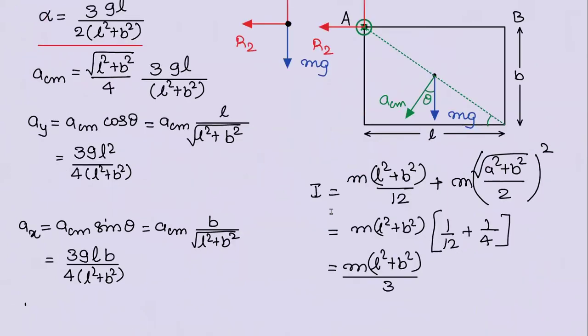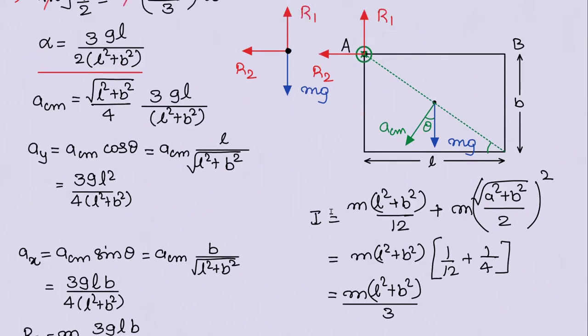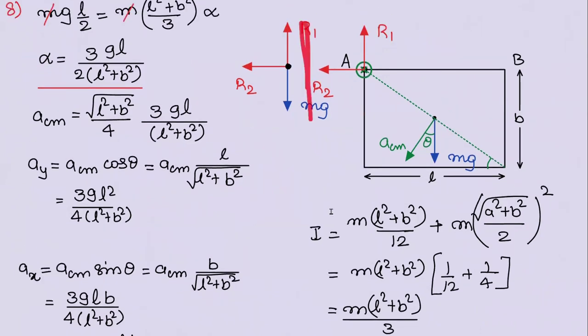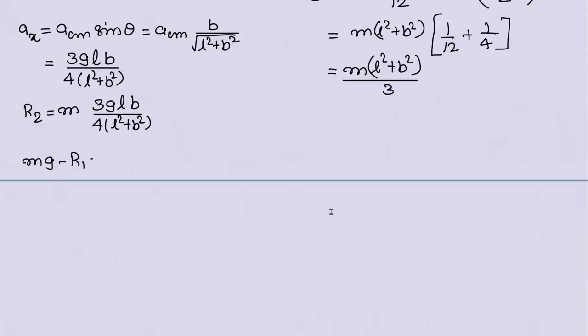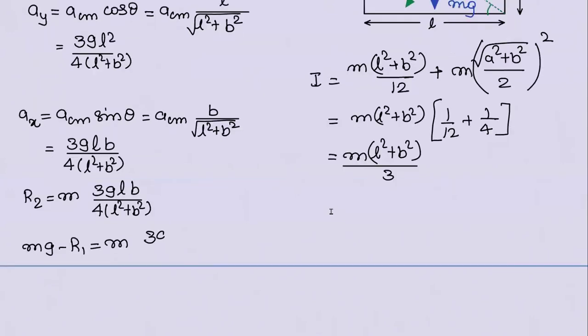So along the horizontal direction, R2 must be equal to what? Tell me. R2 is equal to M into the acceleration along the horizontal direction, 3GLB by 4 into L square plus B square. That's done, easy. Then what about the vertical direction? Net force is equal to mass into acceleration, right? So mg minus R1 is equal to M into AY, 3GL square by 4 into L square plus B square.